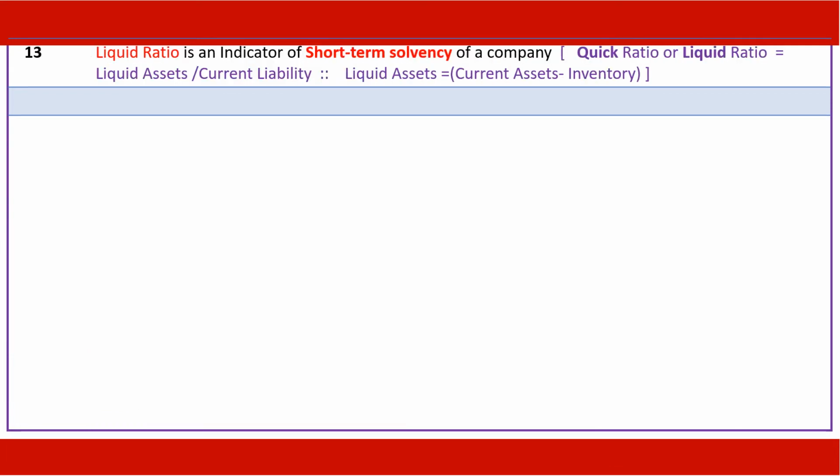Liquid ratio is an indicator of short-term solvency of a firm. Liquid ratio or quick ratio equals liquid assets divided by current liability. Liquid assets means current assets minus inventory.